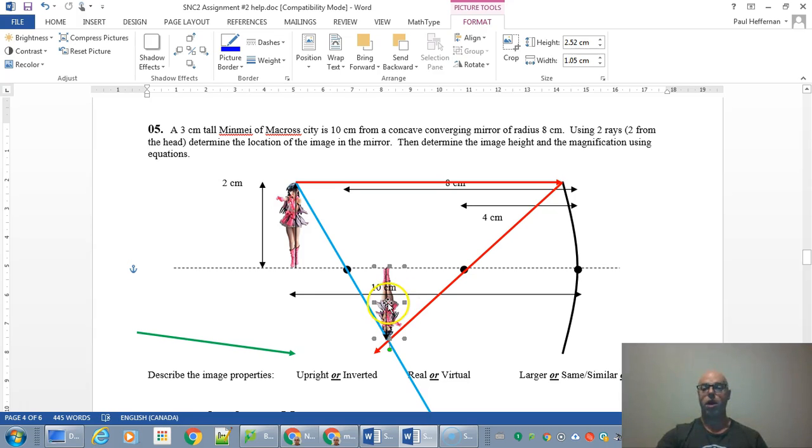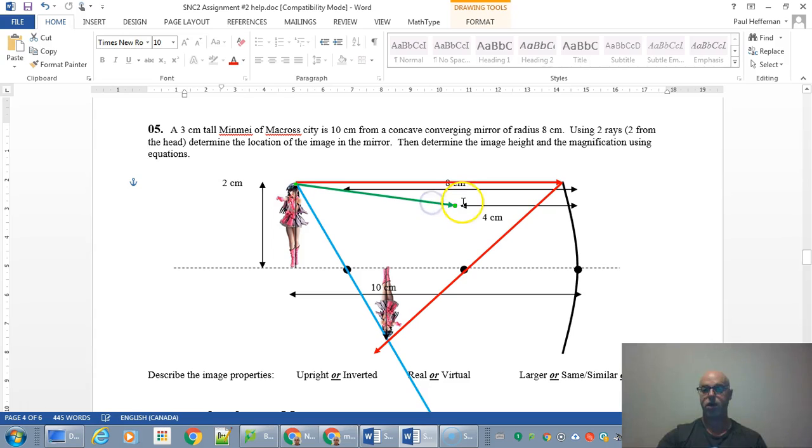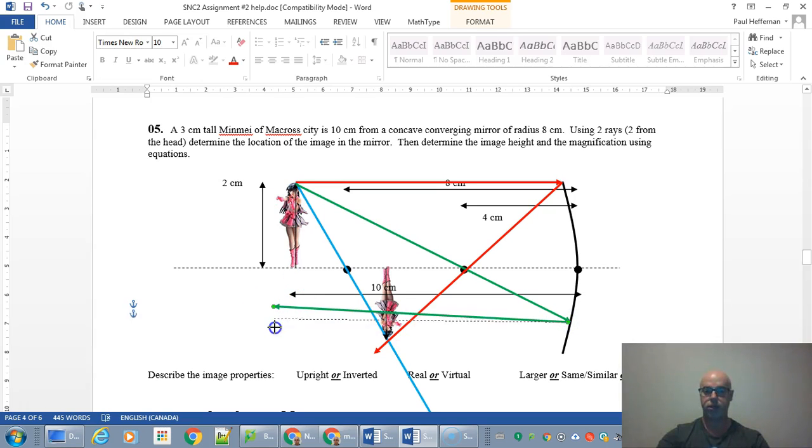Now, the other ray you can draw, if you want, the third optional ray, is it's going to start off at the head. It's going to go through the focal point right here. And then it's going to bounce back parallel to the principal axis. So it does the complete opposite of the first one.